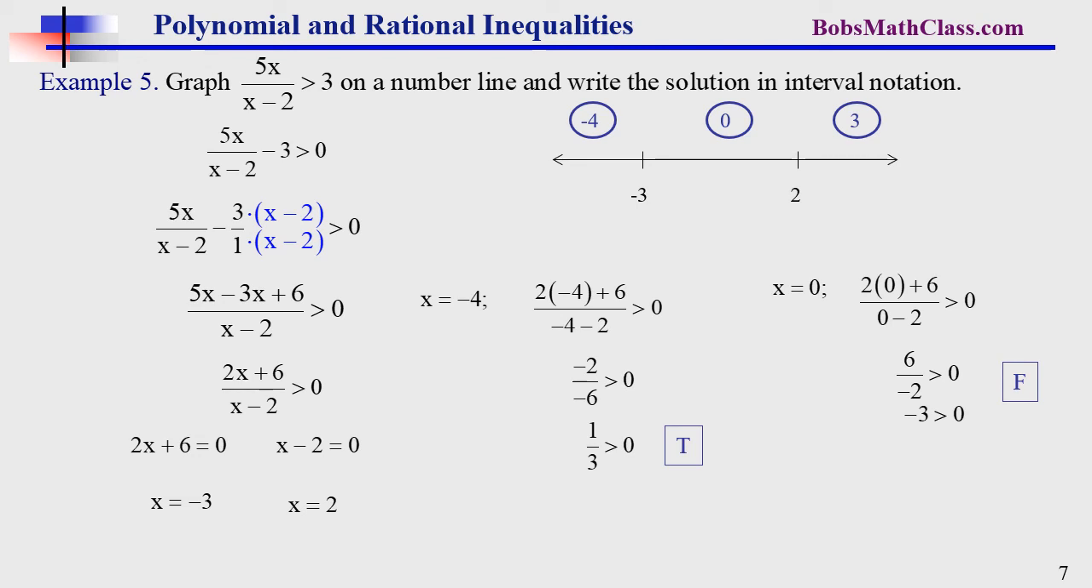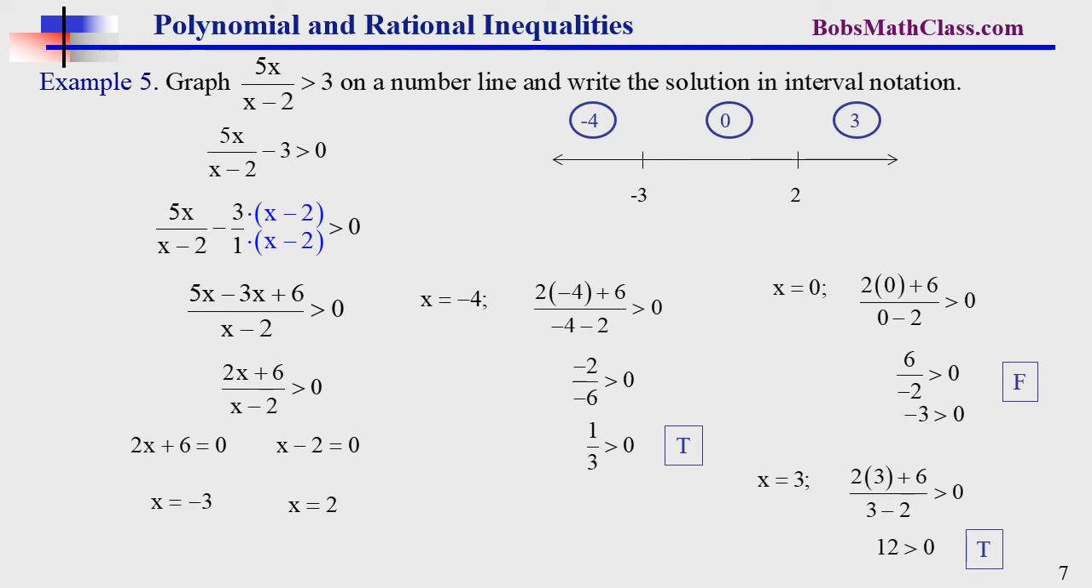All right, one more. What are we going to plug in? x equals 3. So let's plug in x equals 3. So 2 times 3 plus 6. That's 6 plus 6, which is 12 on top. And 3 minus 2 is 1. Anything over 1 is the same thing, so we get 12. Greater than 0? Yeah. So that's true.